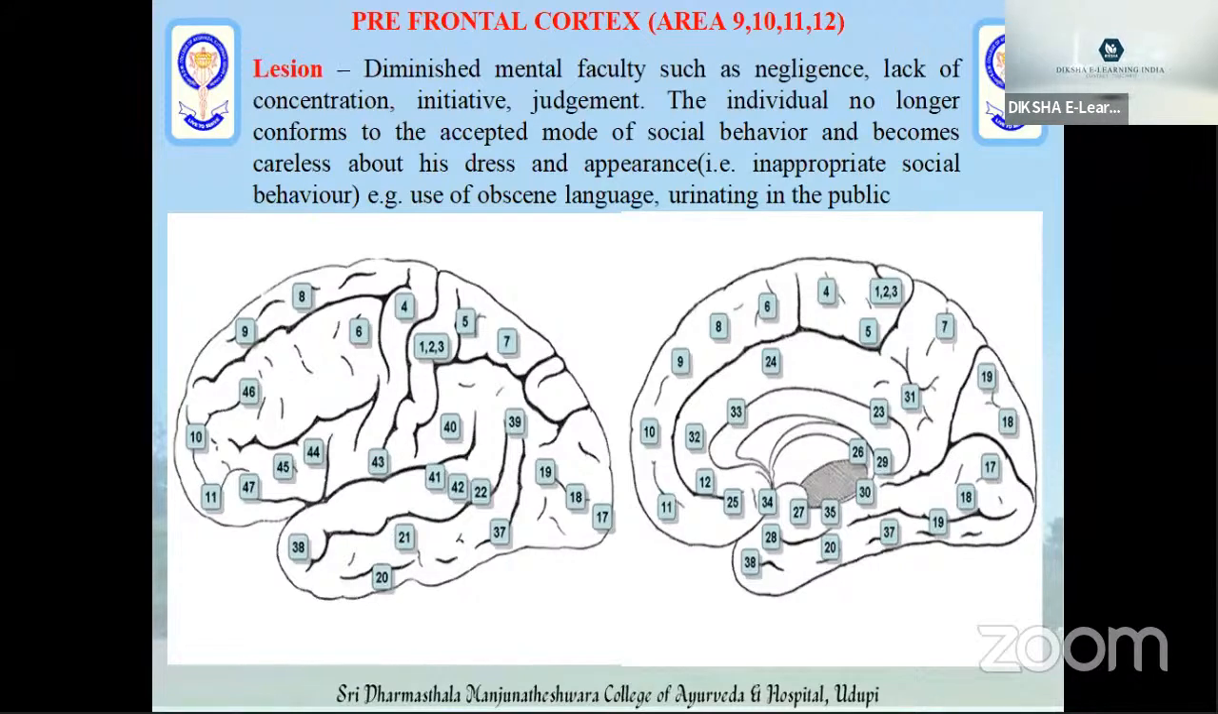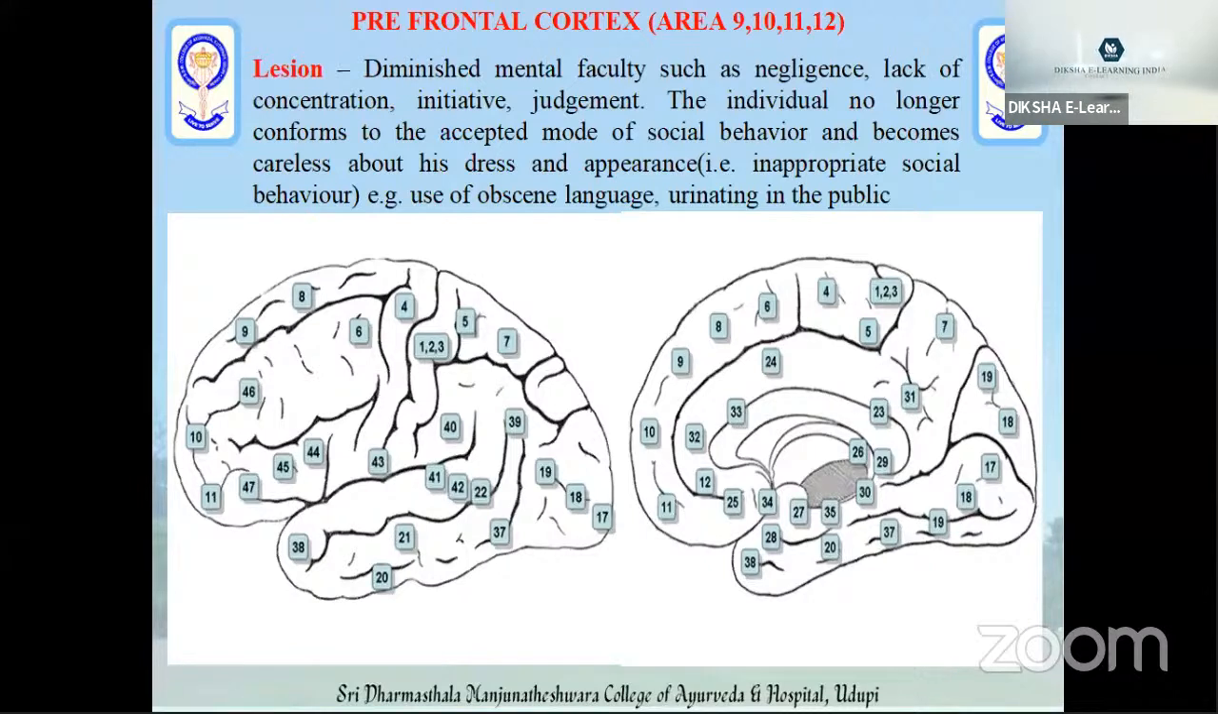Social behavior becomes not acceptable to others, and he becomes careless. His dress and appearance are inappropriate, he is careless about his dress and his appearance, and he uses obscene language. In public he may even urinate. That means his social behavior is not good. That occurs in the lesions of the prefrontal cortex, area number 9, 10, 11, and 12.